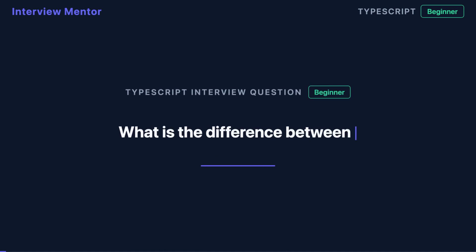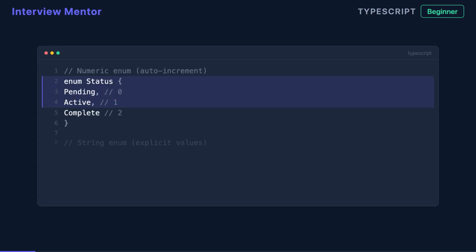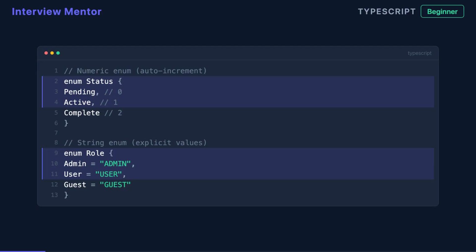TypeScript enums look simple, but choosing the wrong type can cause runtime bugs. Let's break down the key differences. Numeric enums auto-increment from 0 by default. When you declare a numeric enum, TypeScript assigns 0 to the first member, 1 to the second, and so on. You can also set a custom start value and the rest will increment from there.